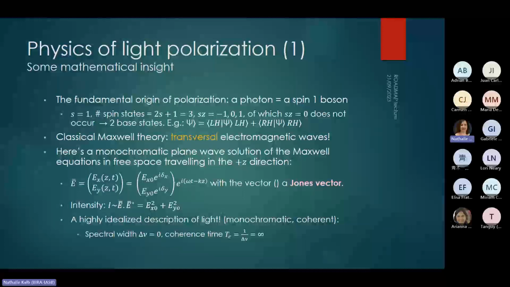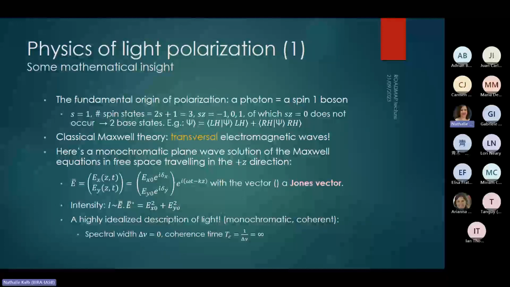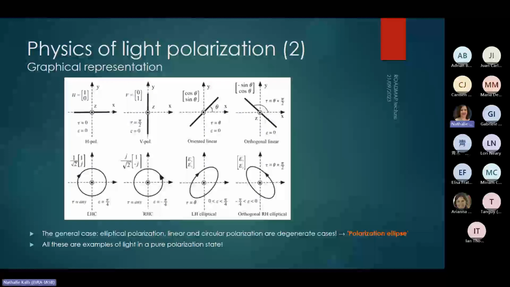It has a spectral width 0, it has a coherence time infinite. These are the different polarization possibilities: horizontally polarized, vertically polarized, any direction polarized, it doesn't really matter. It's linear polarization in all these cases. Here are the two cases for circular polarization.